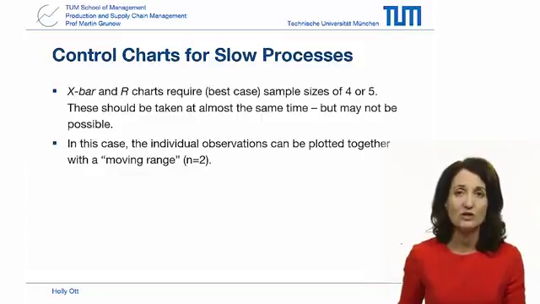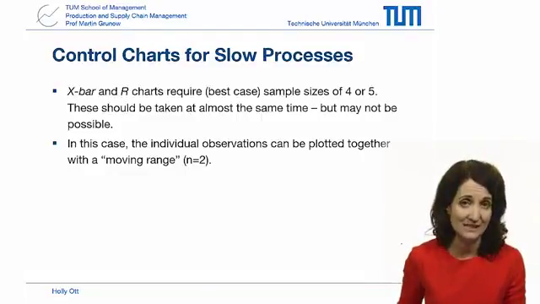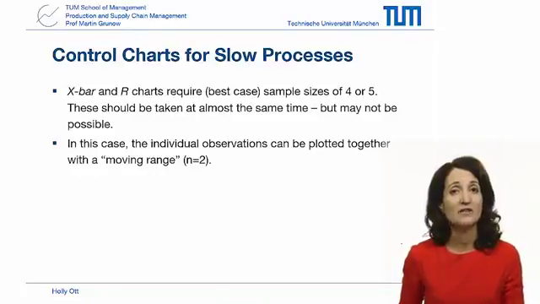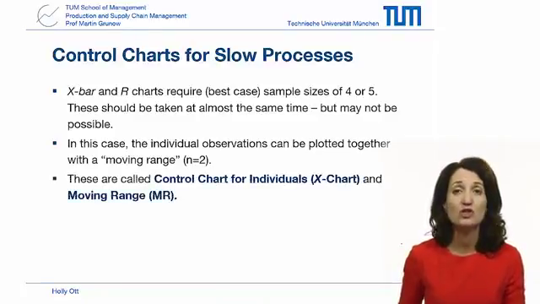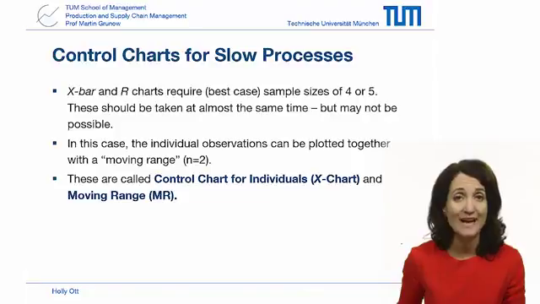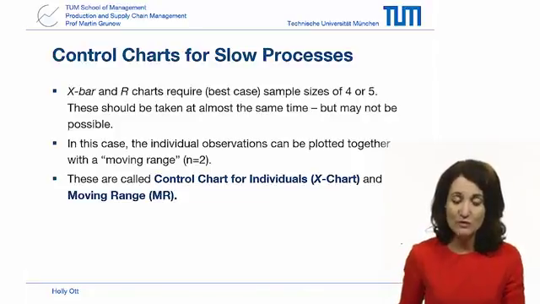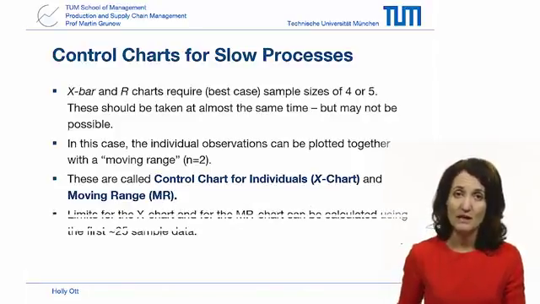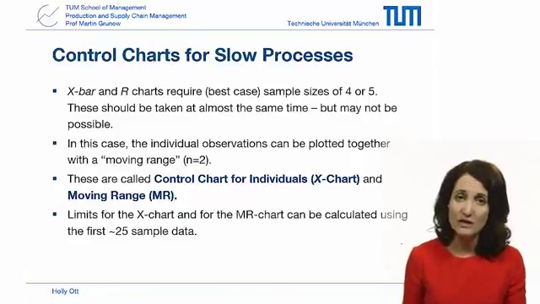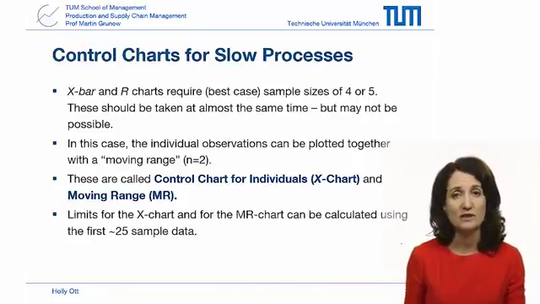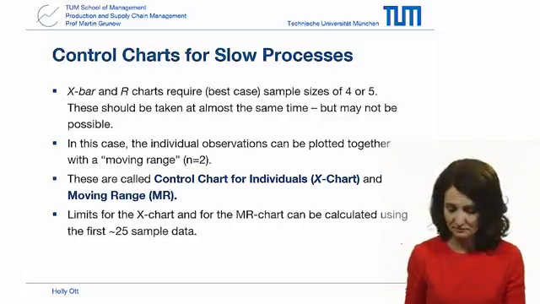These charts are normally used along with a chart for successive differences with a subgroup size of n. These are called the control charts for individuals, or an X chart, and the moving range, or MR. And these limits, as before, can be calculated using the first, say, 20, 25 observations, sample data, from a process that is known to be already fairly stable.